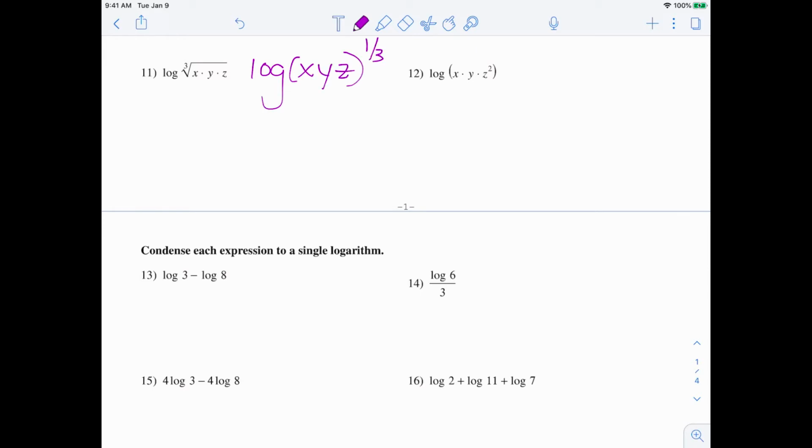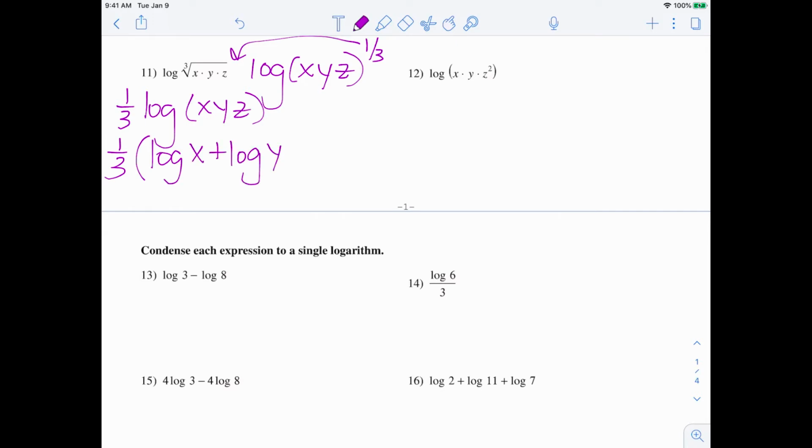And because I have an exponent of 1/3 that's applied to the whole thing, I'm going to make that the coefficient in front of the log. So I end up with 1/3 times the log of x, y, z. Since I'm multiplying x, y, and z, I break them apart using addition. So I'd have 1/3 times, in parentheses, because the 1/3 applies to all of it, the log of x plus the log of y plus the log of z.